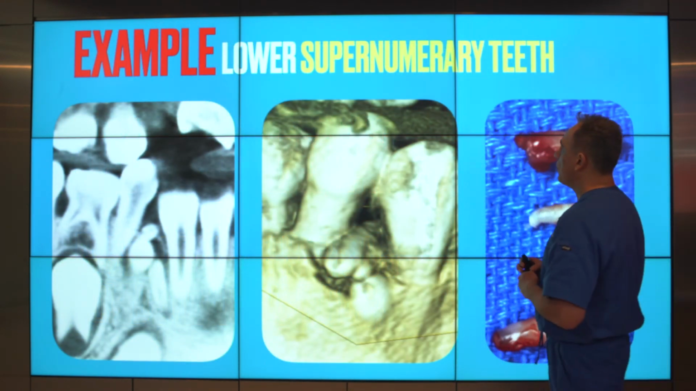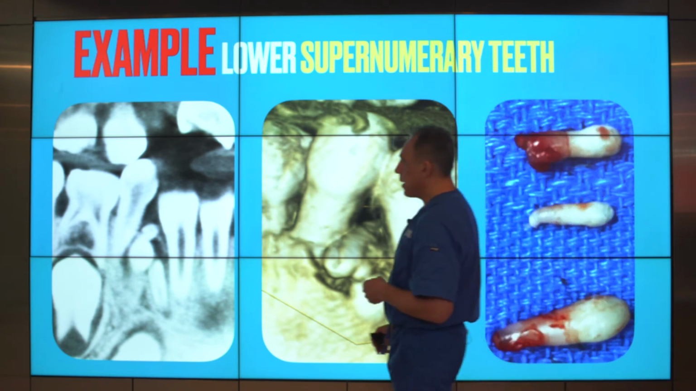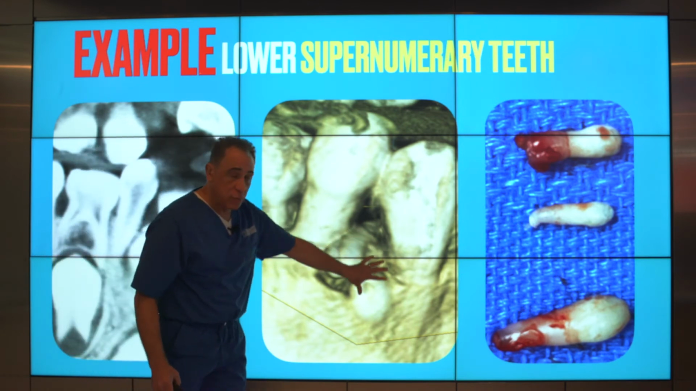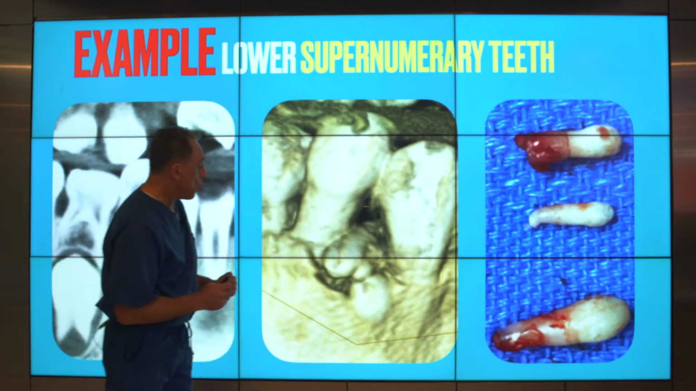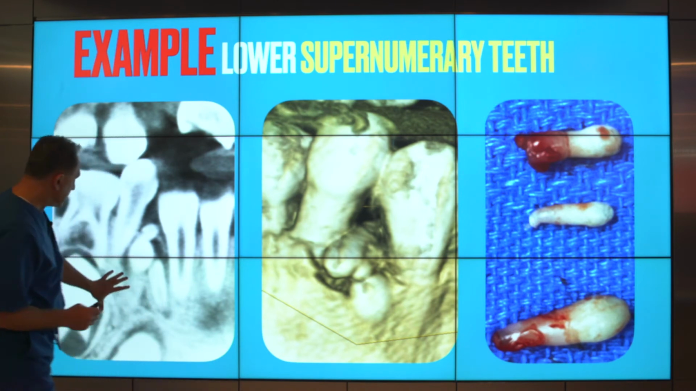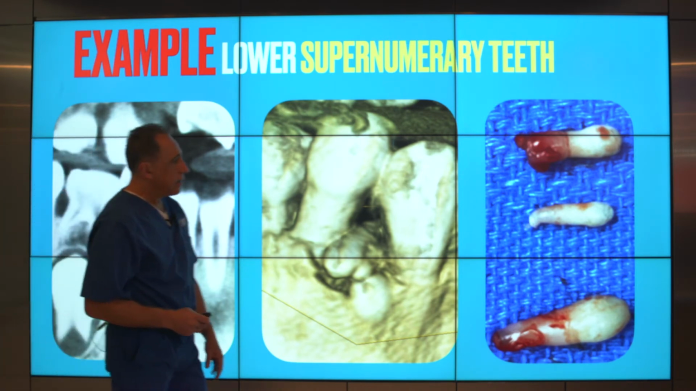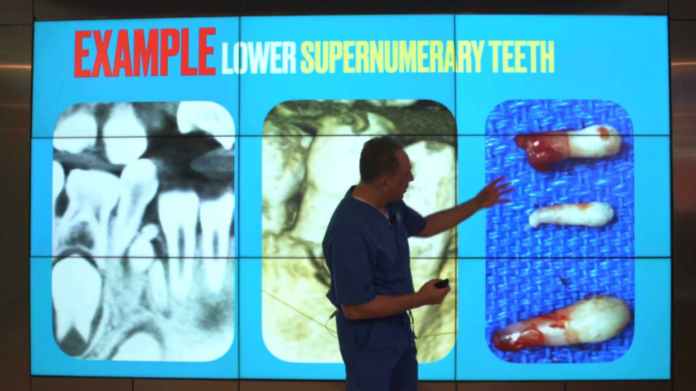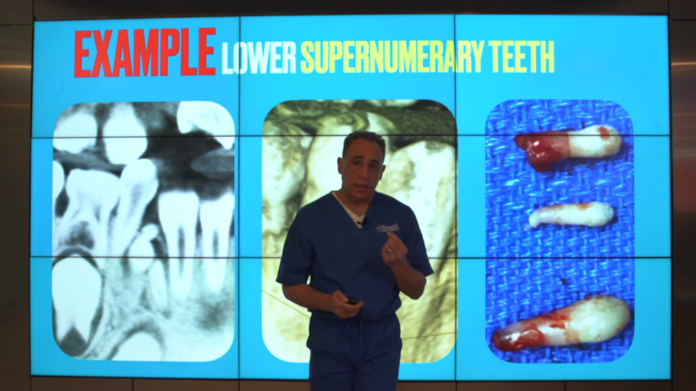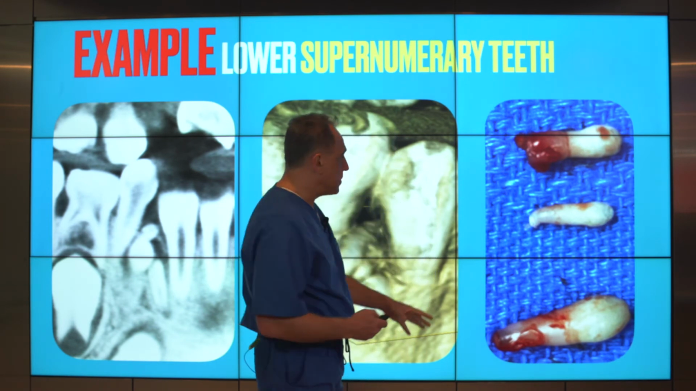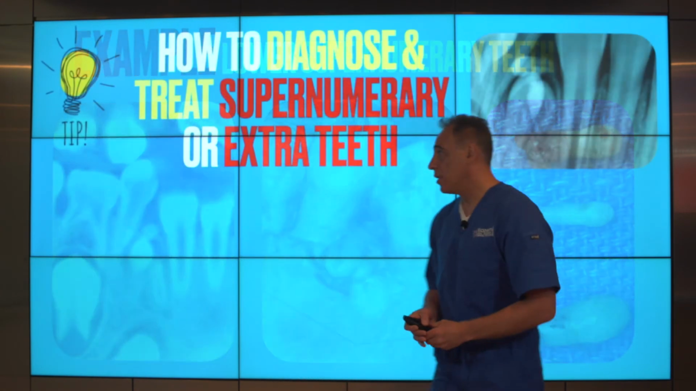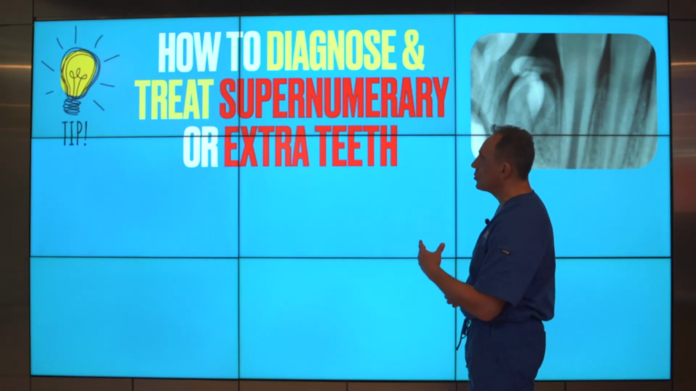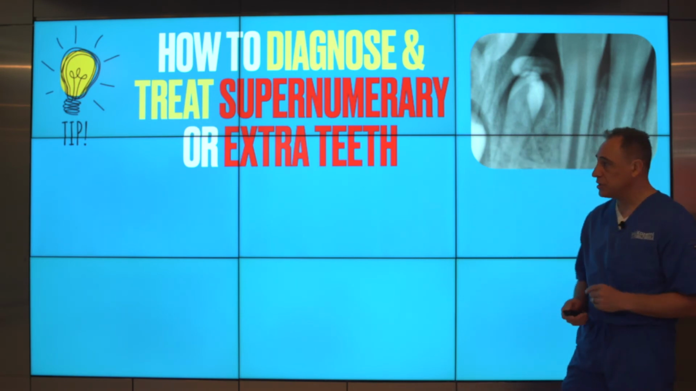Here's an example of lower supernumerary teeth. Again, this patient is showing 3 teeth that were formed in between the lower canine and were causing delayed eruption of the permanent teeth. And this is what they look like. Again, they're usually small, peg-shaped teeth that resemble the structure of a tooth, but they are missing the actual anatomy of real teeth.